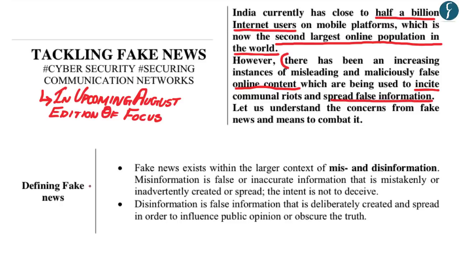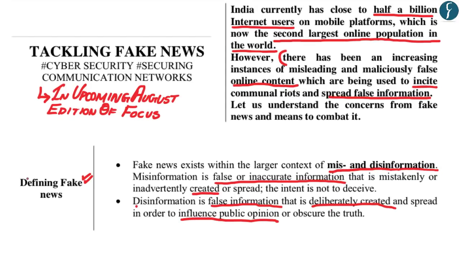groups in India. Now, there is no specific definition of fake news, and fake news generally exists within the larger context of mis- and disinformation, wherein misinformation is false or inaccurate information that has been mistakenly created, while disinformation is false information that is deliberately created to influence public opinion or to spread false information. Now, hopefully, you have understood what is simply meant by fake news.